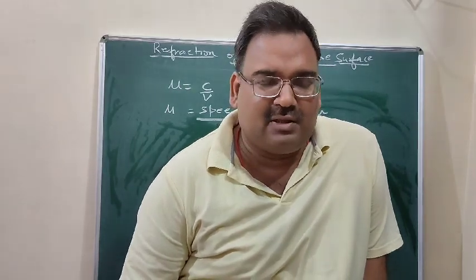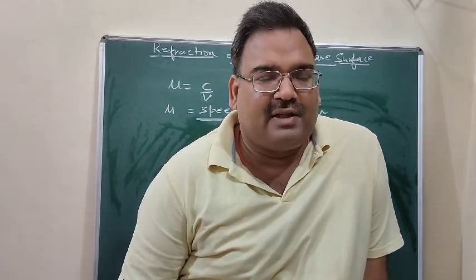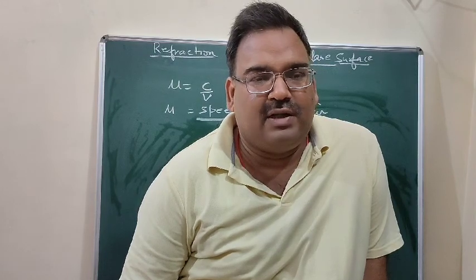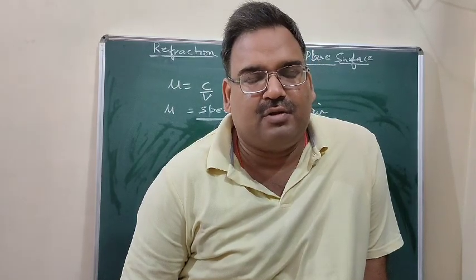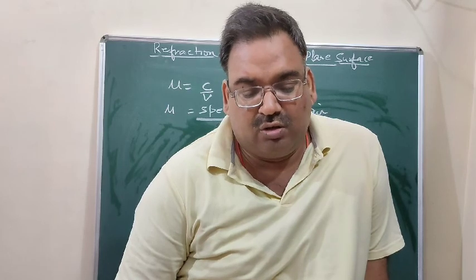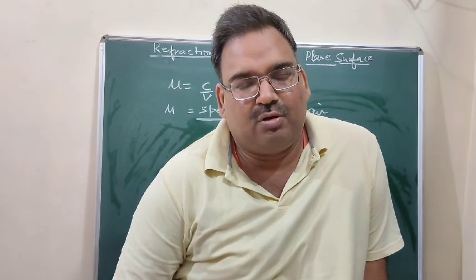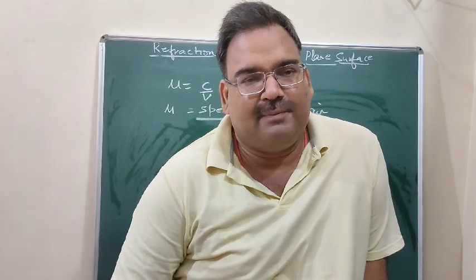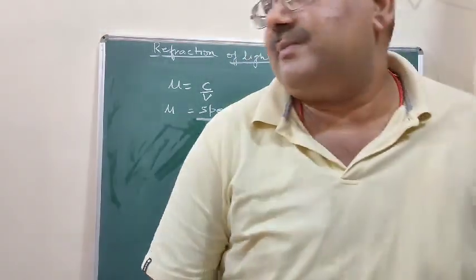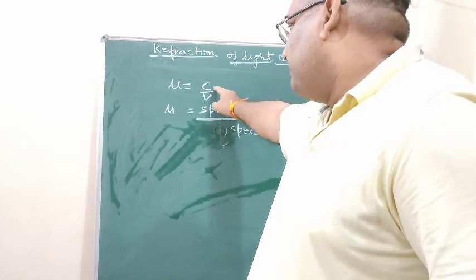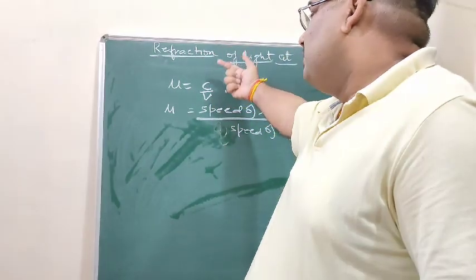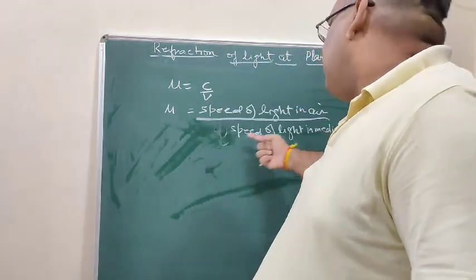So there is a relationship between the refractive index, speed of light in air, and speed of light in a given medium. So refractive index mu is equal to speed of light in vacuum upon speed of light in medium. Look here, mu is equal to C upon V. C is the speed of light in vacuum and V is the speed of light in medium.